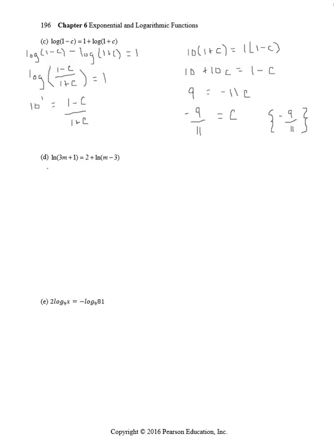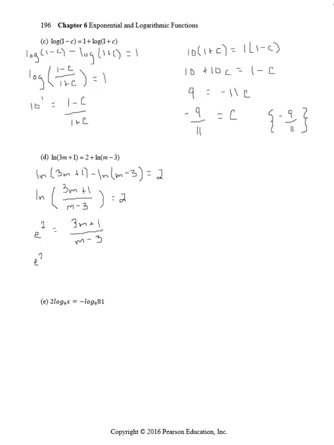Moving on to D. Again, we need to get the logarithms on the same side. So the log of 3m plus 1 minus the natural log of m minus 3 equals 2. So, making a quotient, the natural log of 3m plus 1 over m minus 3 equals 2. Natural log means base e, so e squared equals 3m plus 1 over m minus 3.